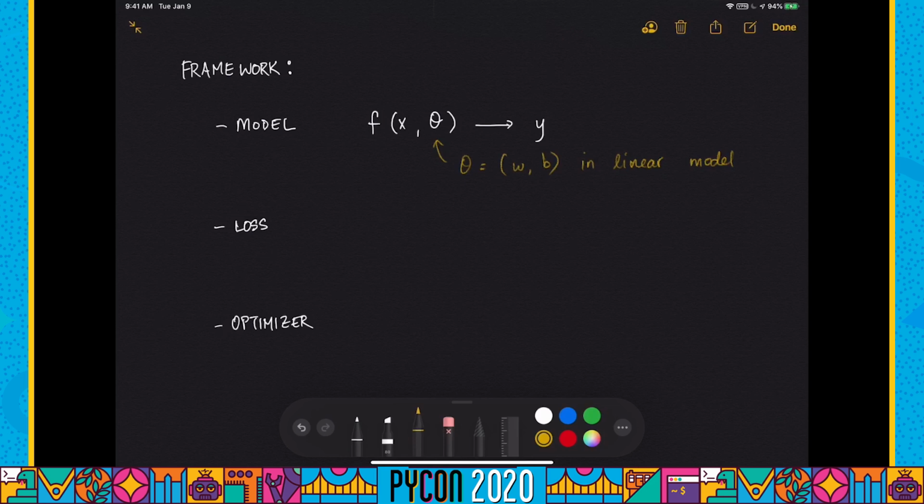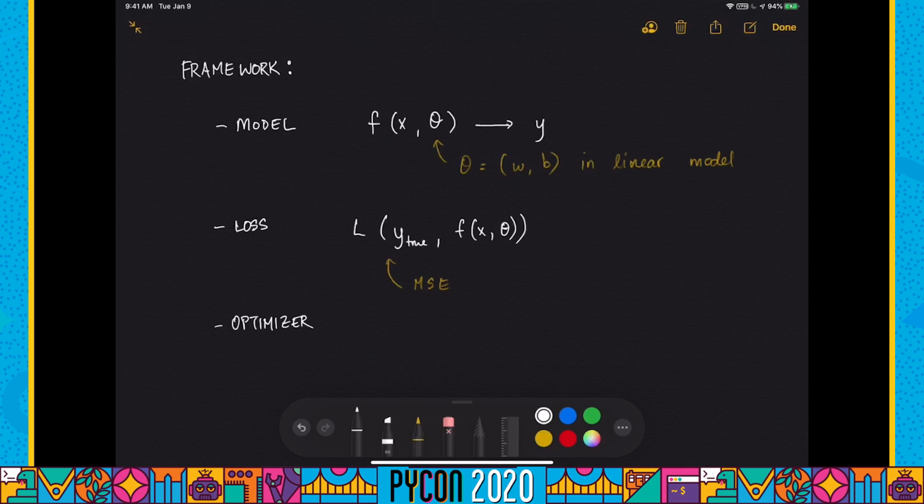Secondly, the loss is nothing more than another math function that tells us how bad the model is with respect to the data that we have. So it must have the true outputs as well as the model and its inputs. And in our example with linear regression, we're using MSE as the loss function.